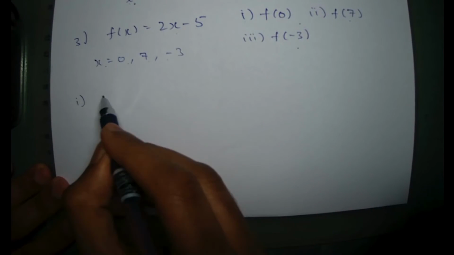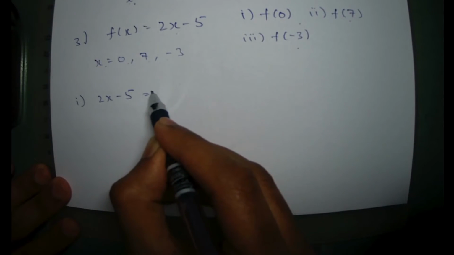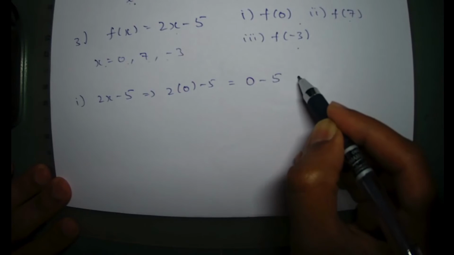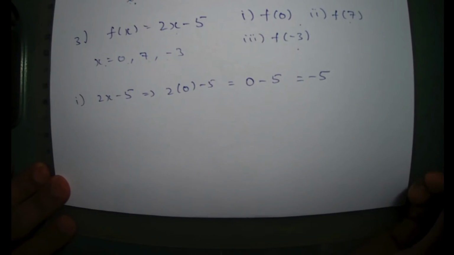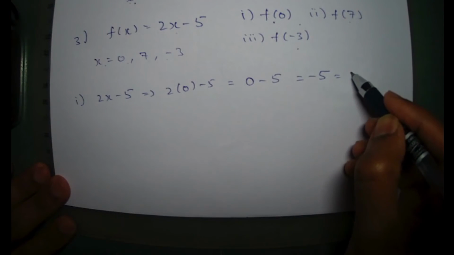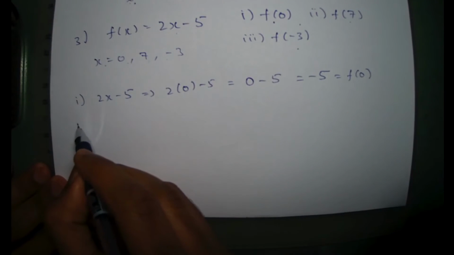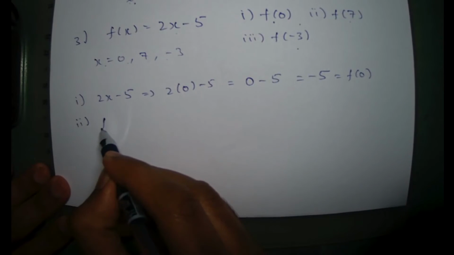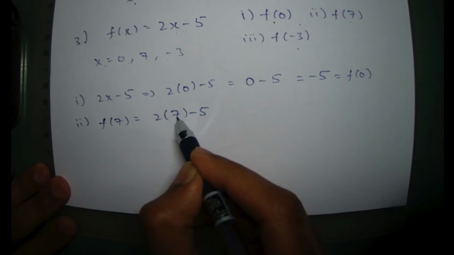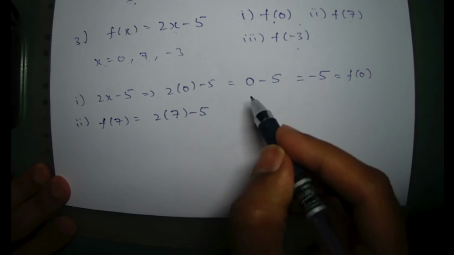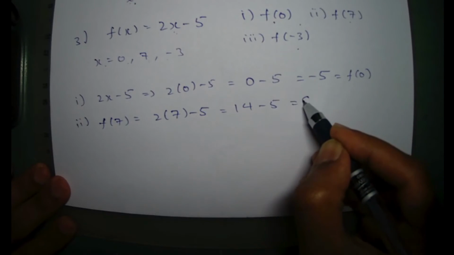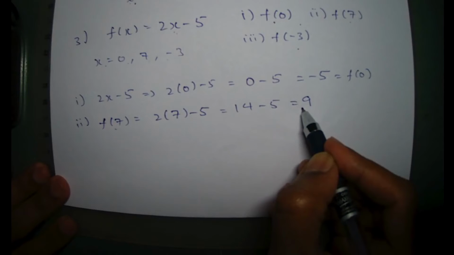So for the first one we'll take 2x minus 5, which is equal to 2 into 0 minus 5, which is nothing but 0 minus 5, which is equal to minus 5. So when x is equal to 0, we get the answer as minus 5, which is equal to f of 0. So we'll go to the second one, which is f of 7. So we'll have 2 into 7 minus 5. We are substituting 7 in place of x, which is equal to 14 minus 5, which is equal to 9. So we'll get f of 7 as 9 in this case.